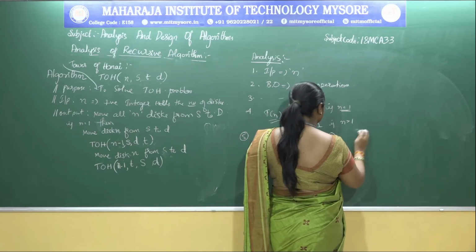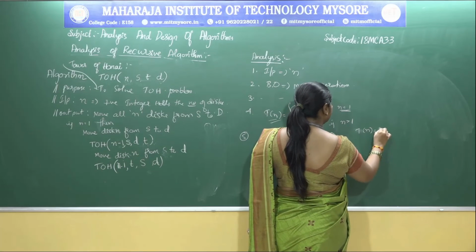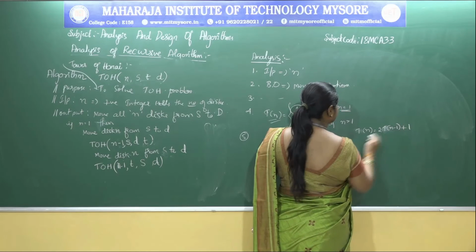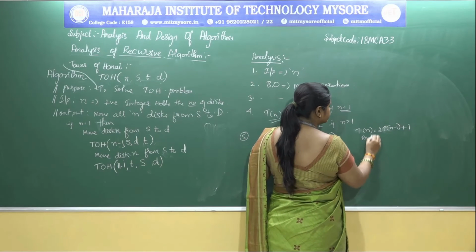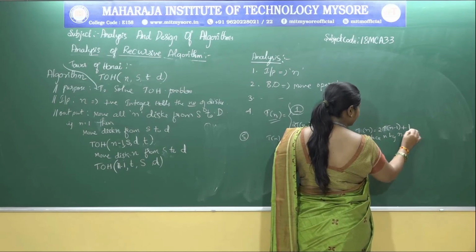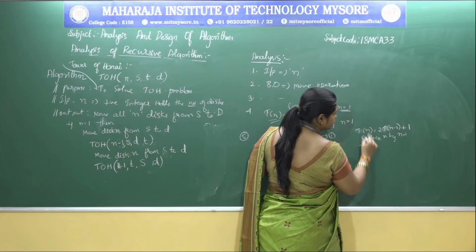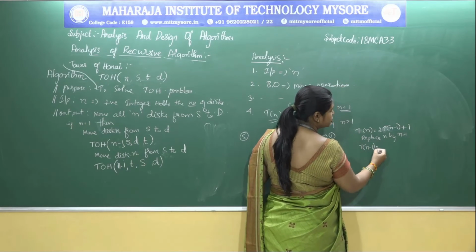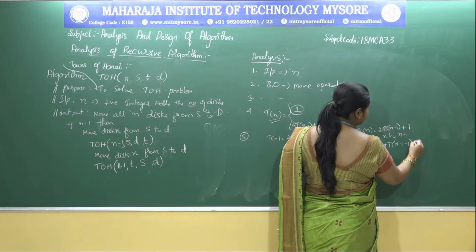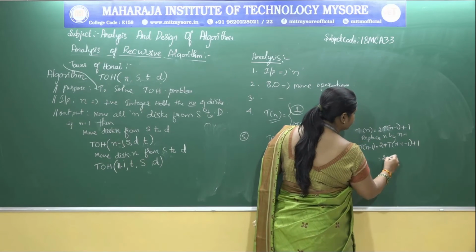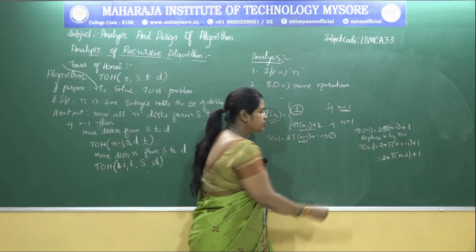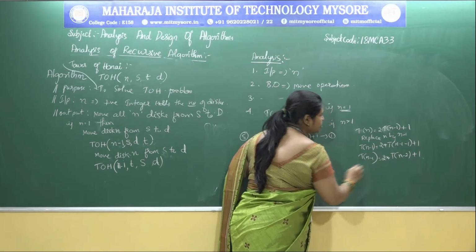So T(n) is equal to 2 into T(n-1) plus 1. Now replace n by n minus 1. So now what happens? In the place of n we have n minus 1: 2 into T(n-1-1) plus 1. So that is 2 into T(n-2) plus 1. So this is for what? T(n-1).